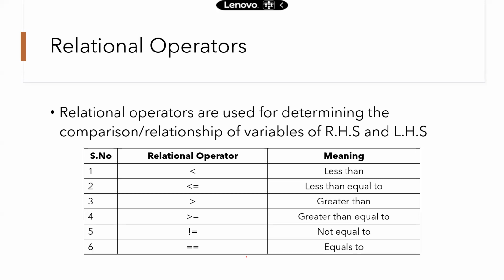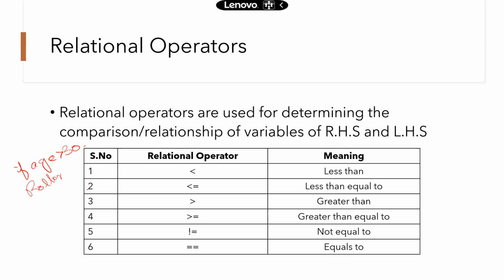Starting off with the relational operator. The relational operators are used for determining the comparison or the relationship of the variable on the right-hand side to the left side. In the flowcharts we were discussing before, wherever there was a condition, or a decision box, the diamond box, if you remember, we always said: what if your age is greater than 30? If your age is greater than 30, you can sit on a roller coaster ride, right? You can have a roller coaster ride.